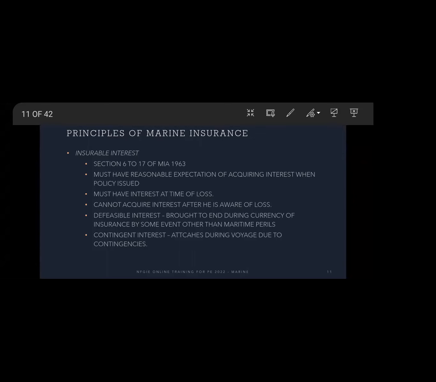The definitions will be made clear to you. There are two types of contingent interest policies. One is the buyer's contingency policy and the other is the seller's contingency policy. The seller's contingency policy will be given to the seller, and it is used when the sale is on FOB and, due to the operation of some sort of contingency, the interest comes back to the seller.